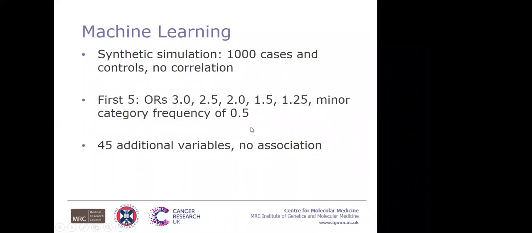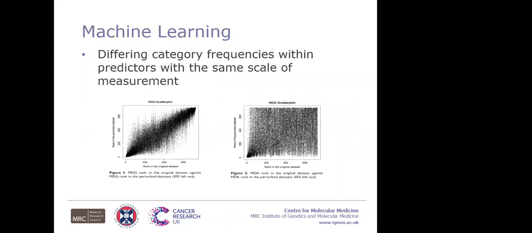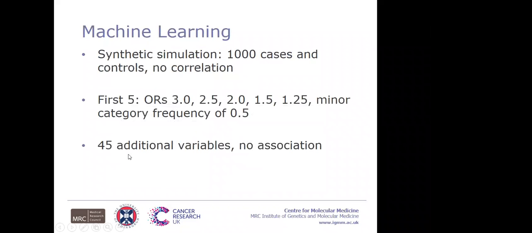So I performed a synthetic simulation with 1,000 cases and controls. Now, there's no correlation between any of the variables in the simulation. And to try to replicate what they had shown, I set the first 5 variables to be associated with the outcome. They had odds ratios of 3, 2.5, and so on, down to 1.25, with a minor category frequency of 0.5. Remember, these are all binary. Then I had 45 additional variables that I simulated that have no association with the outcome. So the first 5 were under the alternative. The last 45 are under the null, so a total of 50 variables.